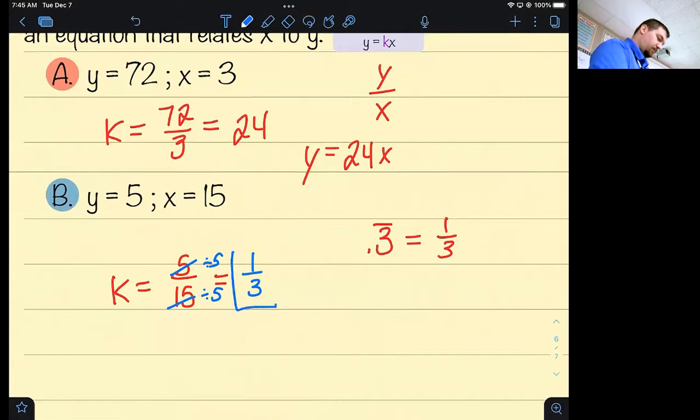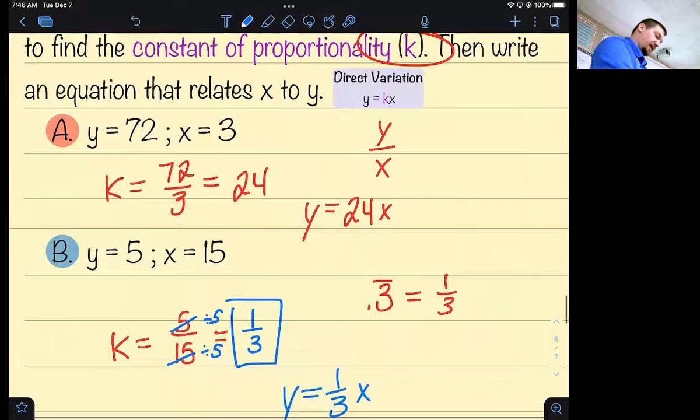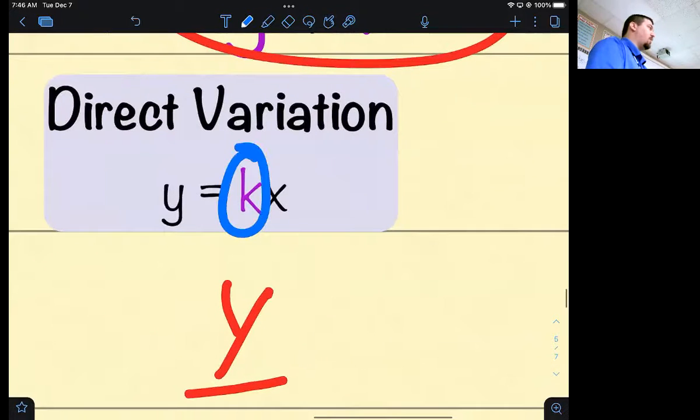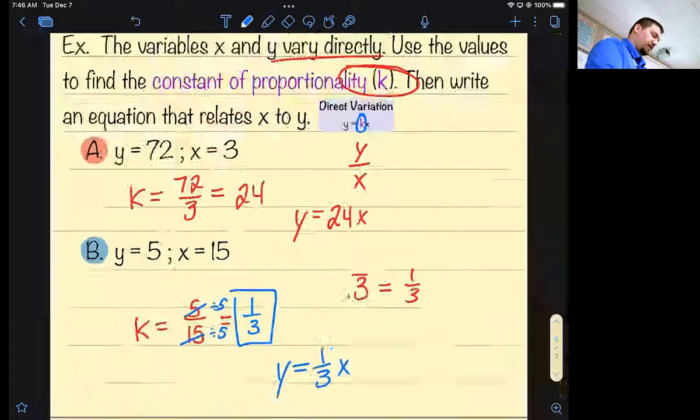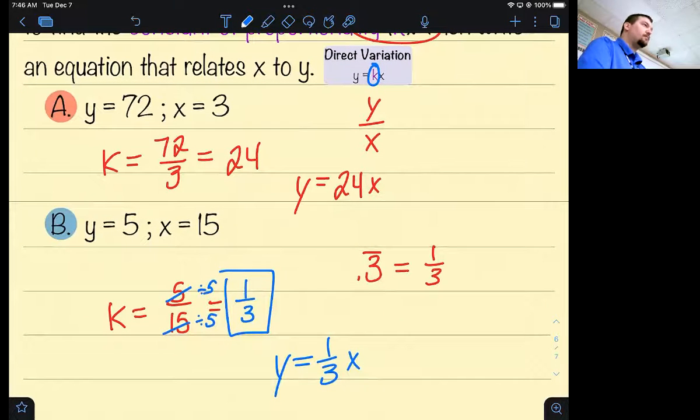Okay. So finish it. Y equals 1/3 x. Every time we find our k value, we're going to want to write the equation just by taking that k and plugging it in right there. So y equals 1/3 x. Last one was y equals 24x. So once you find your k value, you just have to write it in there. Okay, good. We're going to continue working with the k value as we move into tonight's 5.2 extension homework.